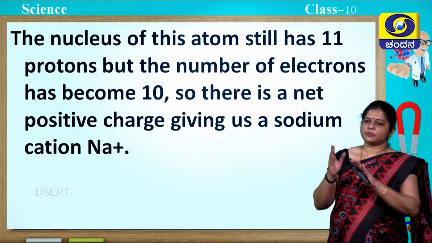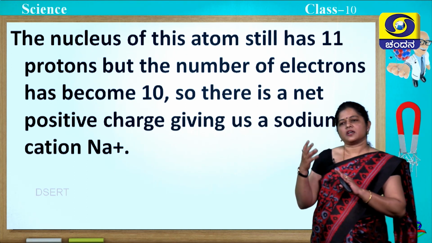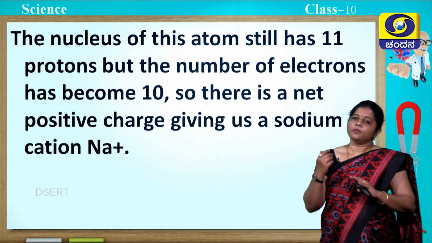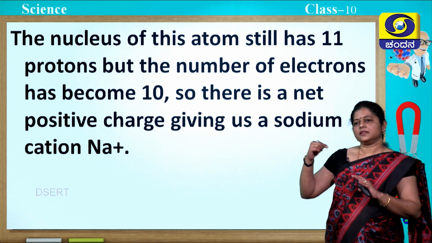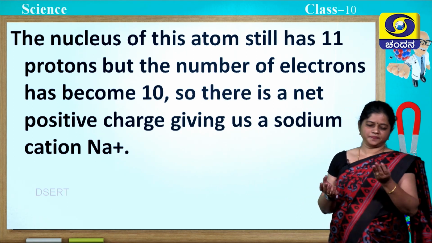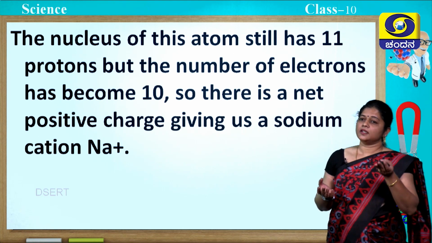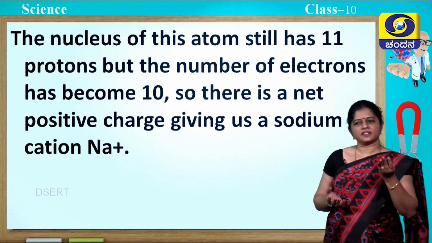So, they will be cancelled and there is a net 0 charge, or no charge, for that atom. But now, when the sodium has lost one electron, the negative charge is gone. So, the proton in the nucleus is as it is. That means 11 protons are there in the nucleus.